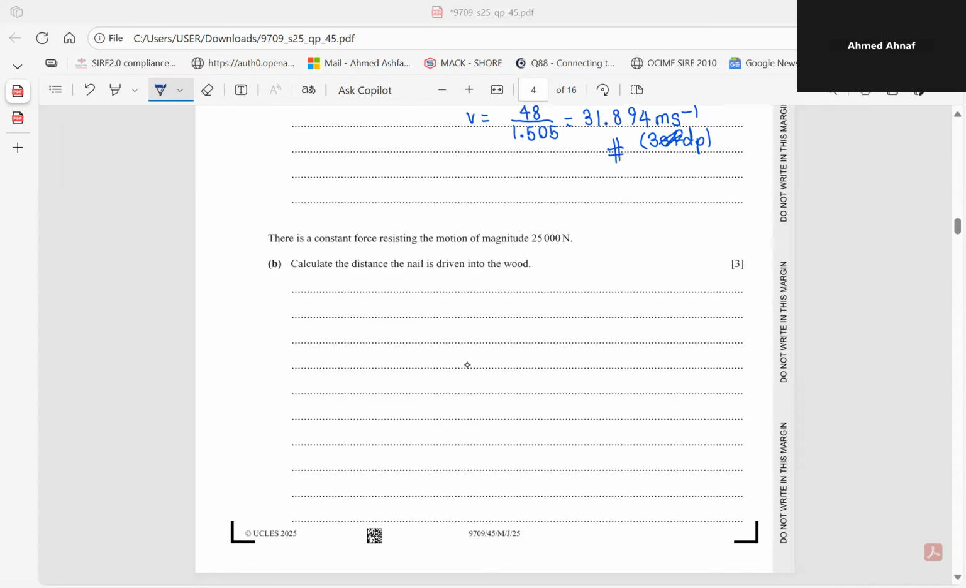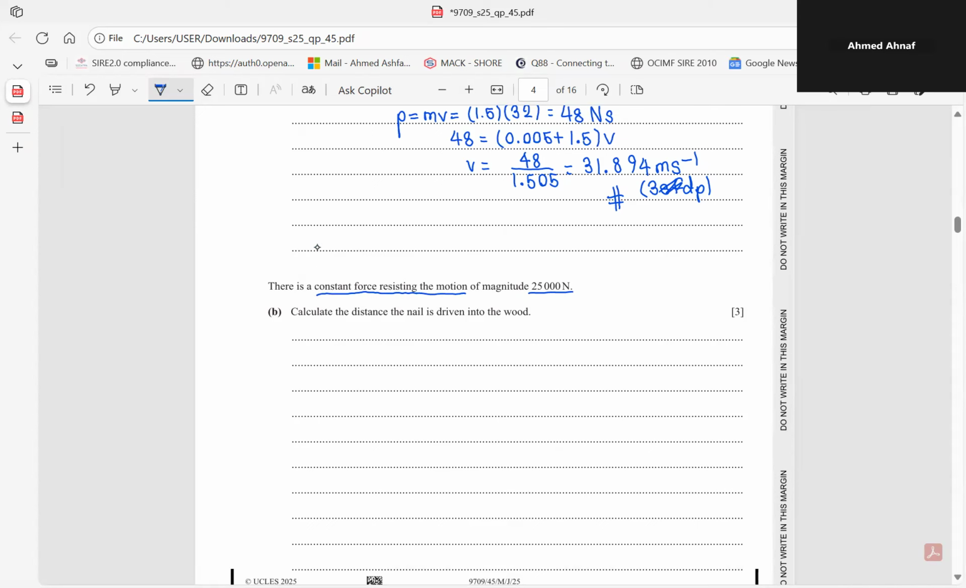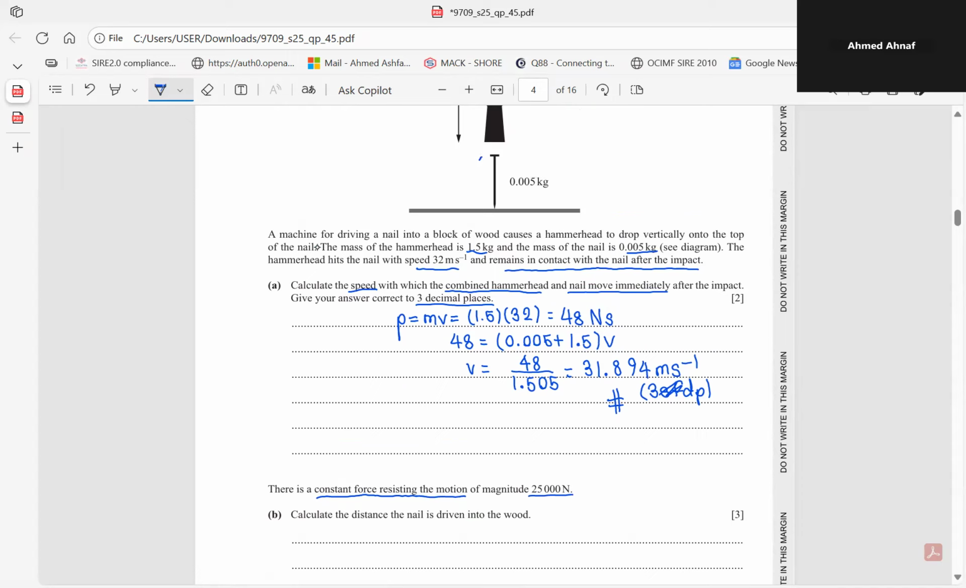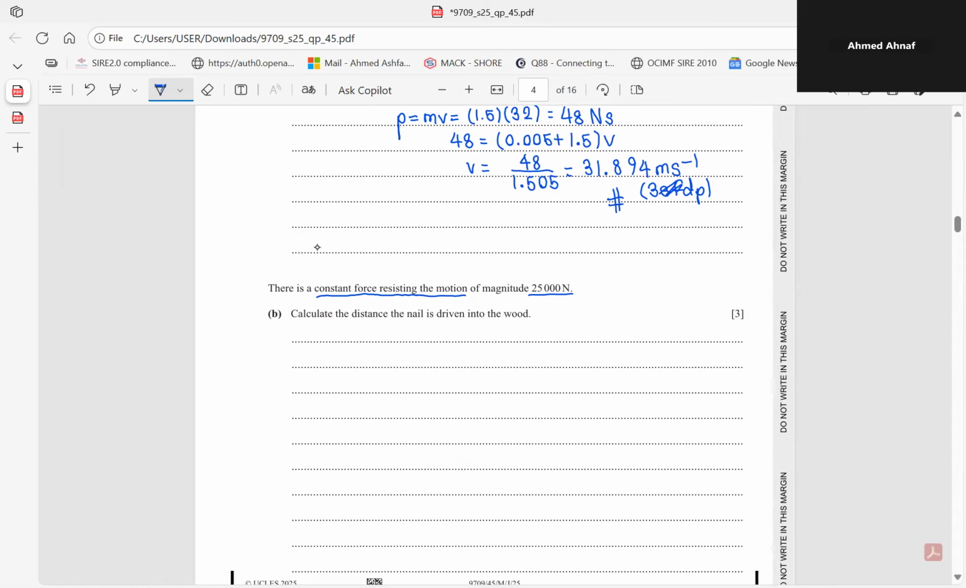Okay, so for the second part, we're told that there's a constant force resisting the motion of magnitude 25,000 newtons. Basically, when the nail is going down, there's a force acting upwards on the nail, resisting its motion, of 25,000 newtons. So using this, we have to calculate the distance the nail is driven into the wood.